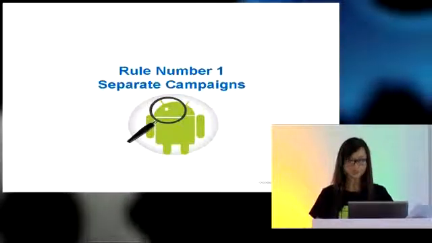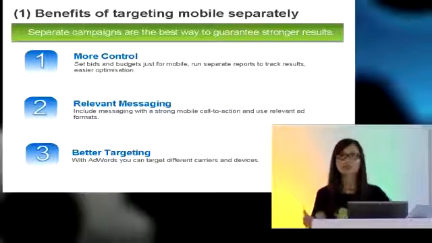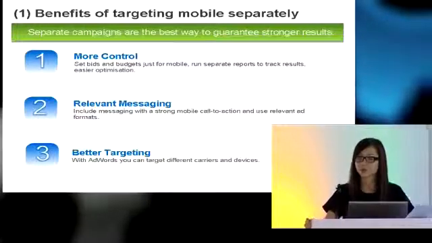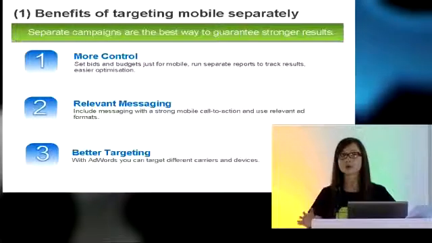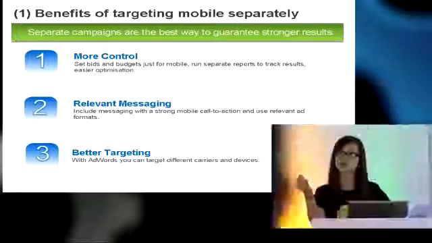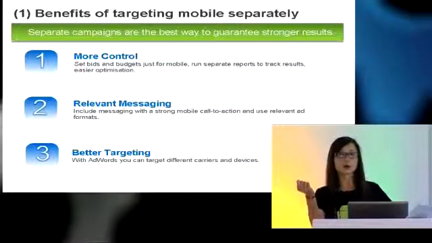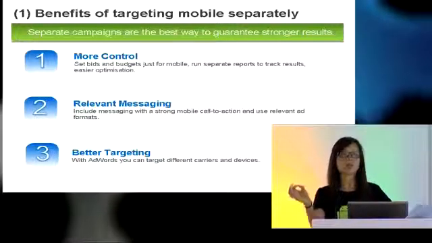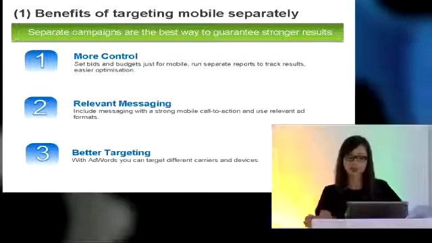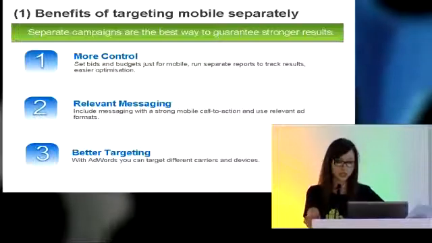That way you can do 3 things. You can control your budgets and bid more effectively if you have a separate mobile campaign. Again, for people who don't know what I'm talking about, if you separate out a mobile campaign and just check the box that says mobile phones with mobile high-end devices, that is a separate mobile campaign. So you have more control over bids and budgeting.